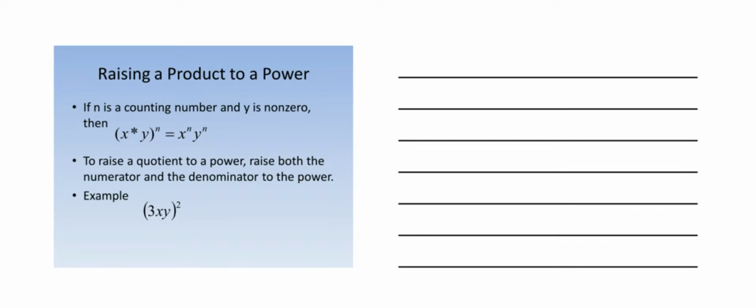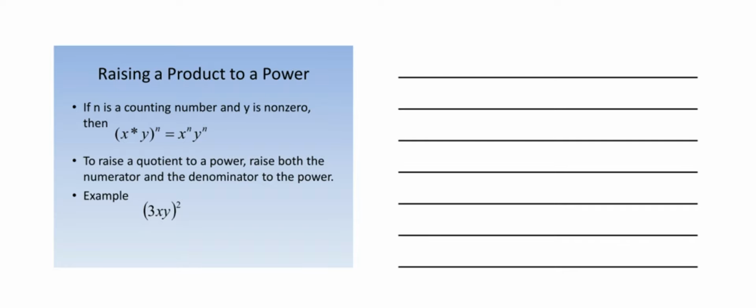Raising the product to a power. So for raising the product to a power, if n is a counting number and y is non-zero, then we have in parentheses x times y, and outside the parentheses raised to the n, or to the power of n. The equivalent is to say x to the n times y to the n.